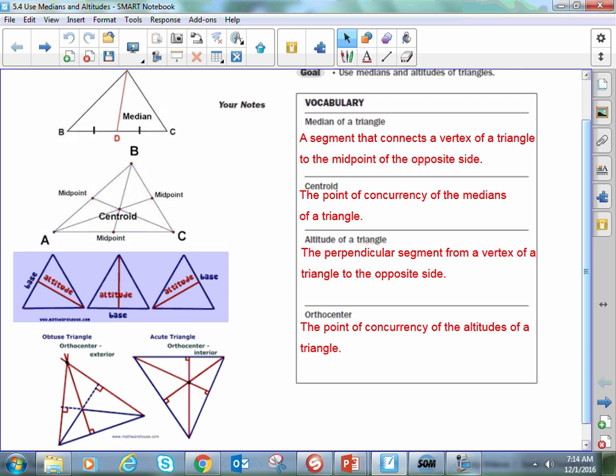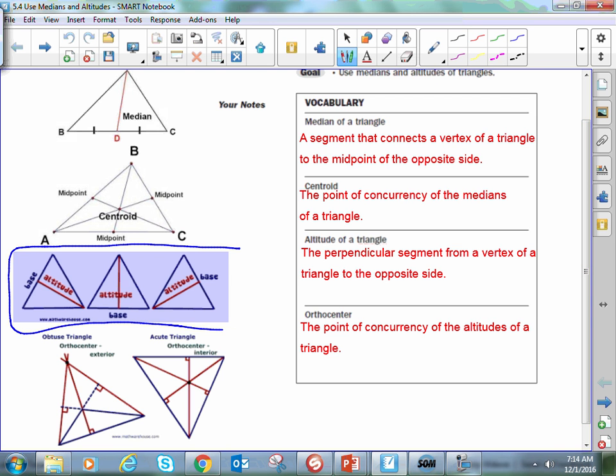The picture that I'm adding to your notes is meant to show you that altitude does not have to go up and down. By definition, it is the shortest distance from a vertex to the side across from it. So the only distance that is that way is something that creates a right angle. So here, all of these altitudes must be perpendicular to their bases. And again, base does not mean that it has to be at the bottom of a figure.